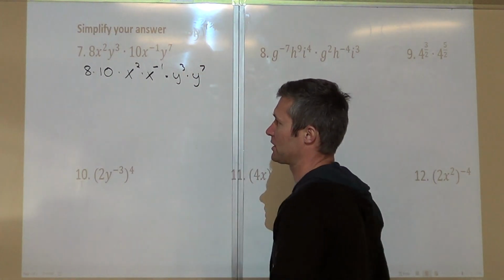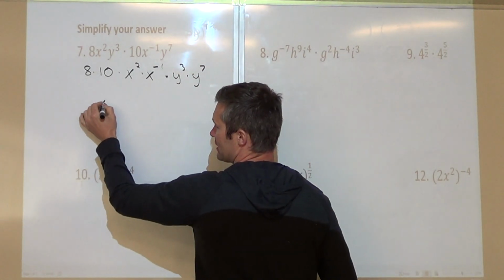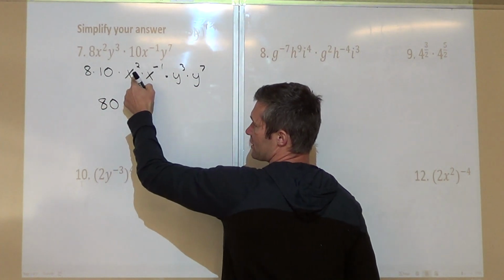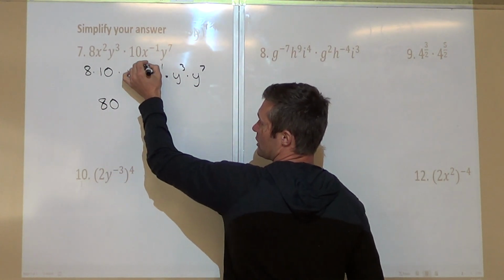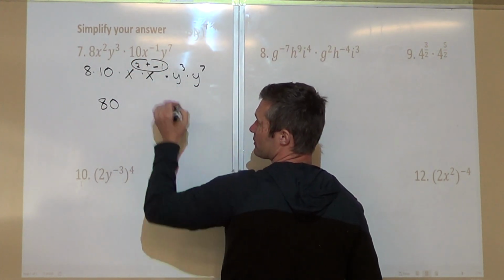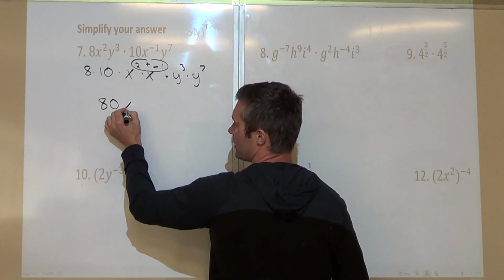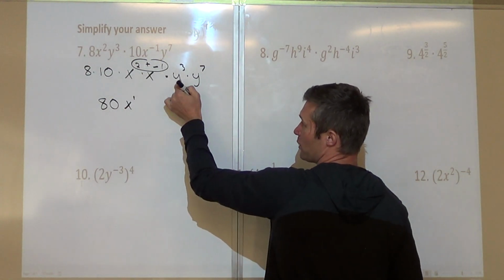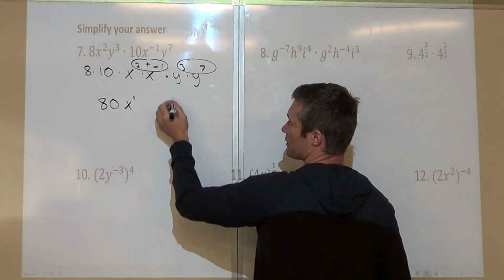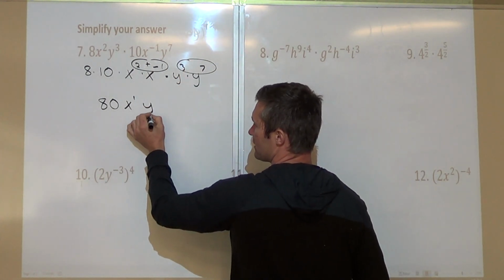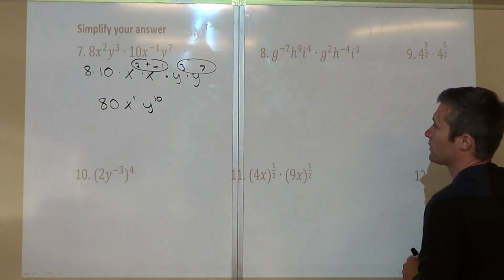So group like terms together. 8 times 10 is 80. X to the second times x to the negative first, we're going to add those exponents. So 2 plus negative 1 is 1. We multiply, so we add those exponents. 3 plus 7 is 10. Go to the next one.